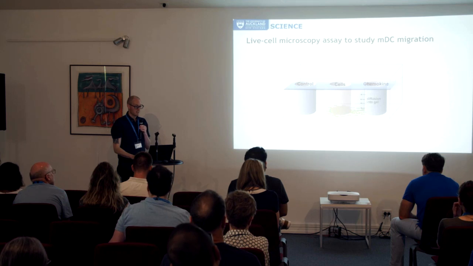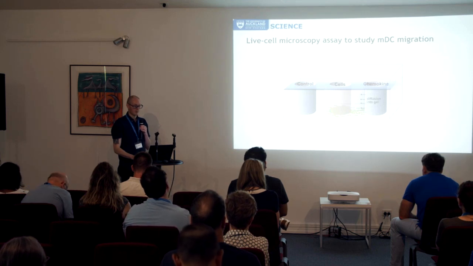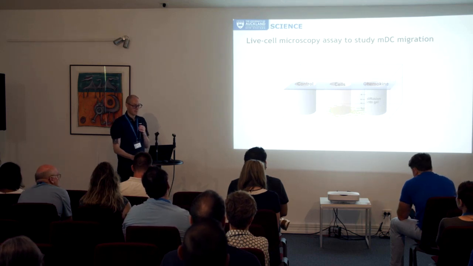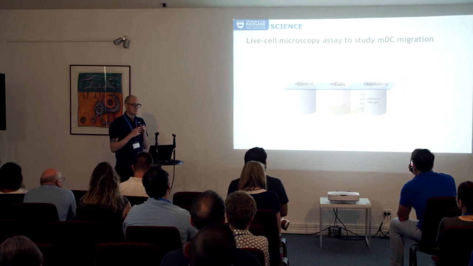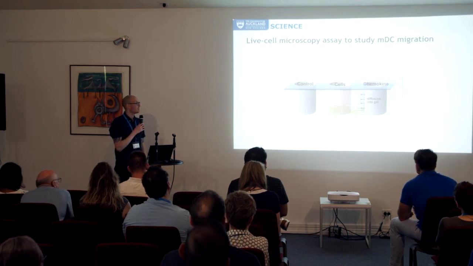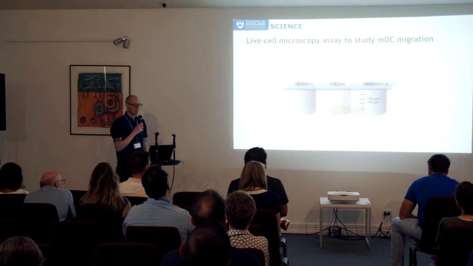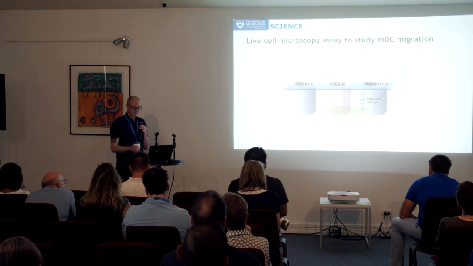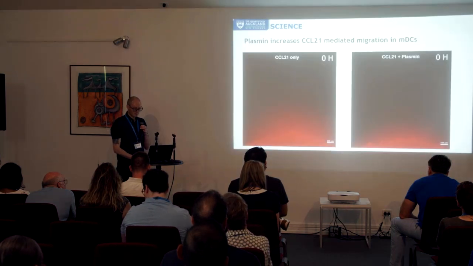So the next thing we did is look at how this affects dendritic cell migration. So we set up an assay where we have a gel, and in that gel we can punch holes, and we can either add a control or a chemokine, in this case CCL21, which we're interested in, and cells, and look at how they respond. And this is what it looks like.